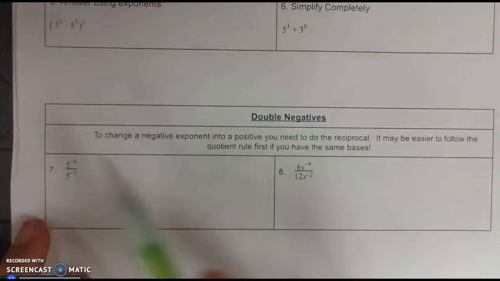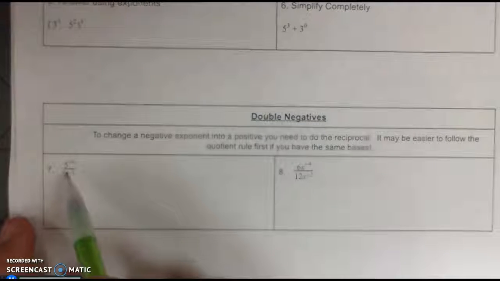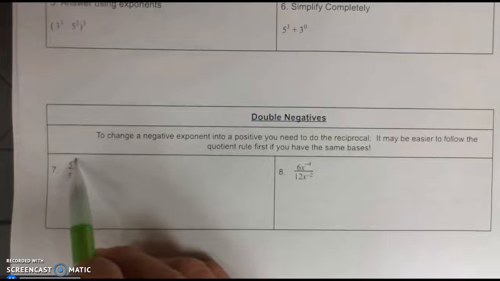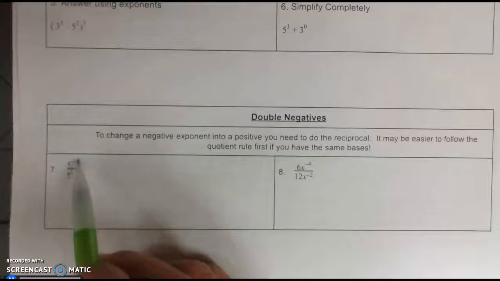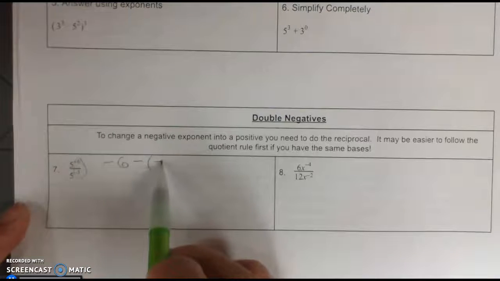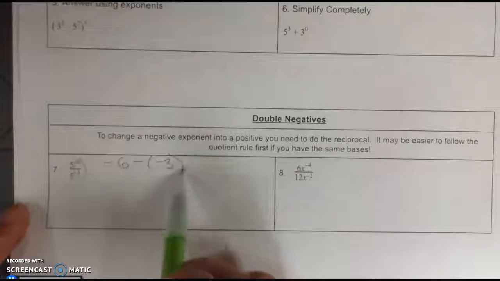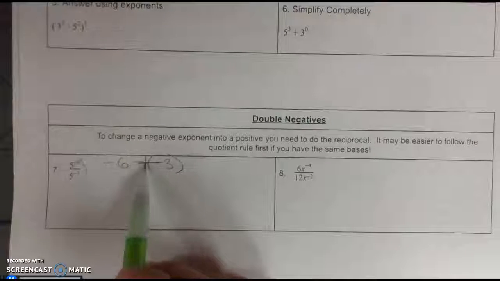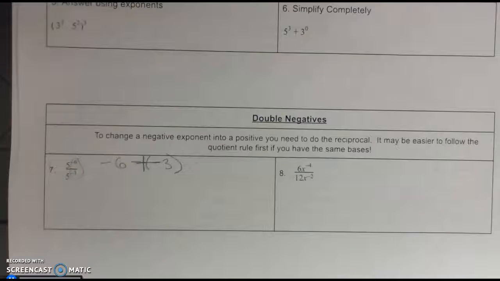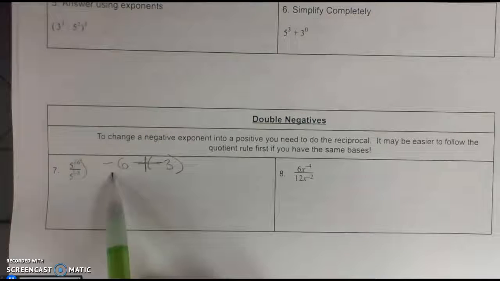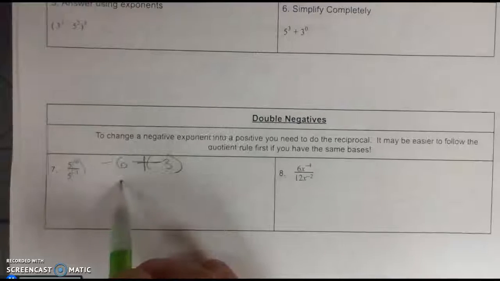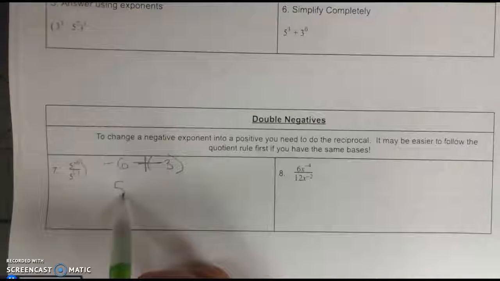So I know that both these bases are the same. So that means I can do my next step. So I'm going to take the exponents and subtract them from each other. So I have negative 6 minus negative 3. When I have two negatives next to each other, it's going to make a big old positive. So I know that if I owe you $6, I only give you 3. That means I still owe you negative $3.